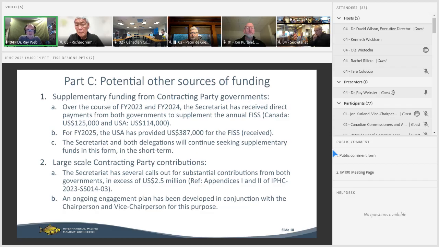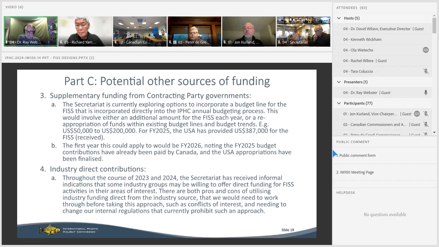Secretariat and both delegations will continue to seek supplementary funds in this form in the short term. Large-scale contracting party contributions. The Secretariat has several calls out for substantial contributions from both governments in excess of $2.5 million. More details in the special session appendices. An ongoing engagement plan has been developed in conjunction with the chairperson and vice chairperson for this purpose. Supplementary funding from contracting party governments. The Secretariat is currently exploring options to incorporate a budget line for the FIS directly into the IPHC annual budgeting process. There's more details here. I won't read everything that's on the page. This is also available in the accompanying report.